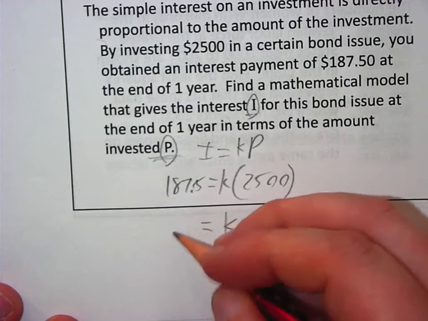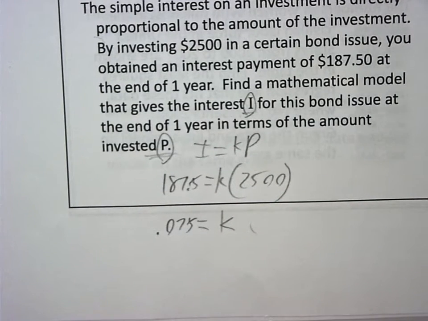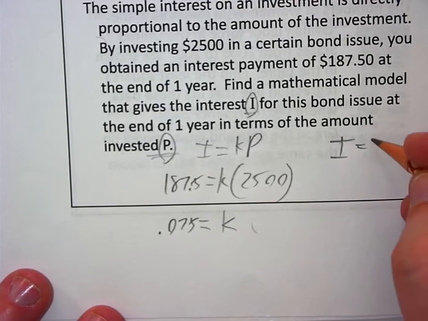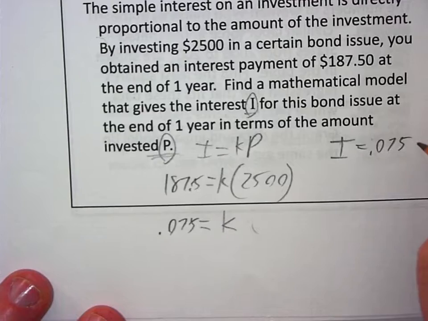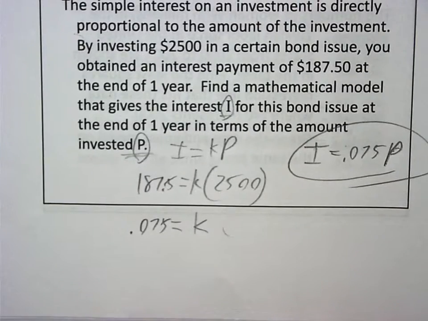What's the decimal form? 0.075. Since we're talking about interest, I'd rather keep the 0.075 because what percent is that? 7.5%. So I'd rather have a decimal in that case. Technically, the other's still fine. So the idea then, my formula is going to replace the K with that value. So this is the mathematical model for this situation, I equals 0.075P. That's what they're asking for when they ask for a mathematical model. Questions?